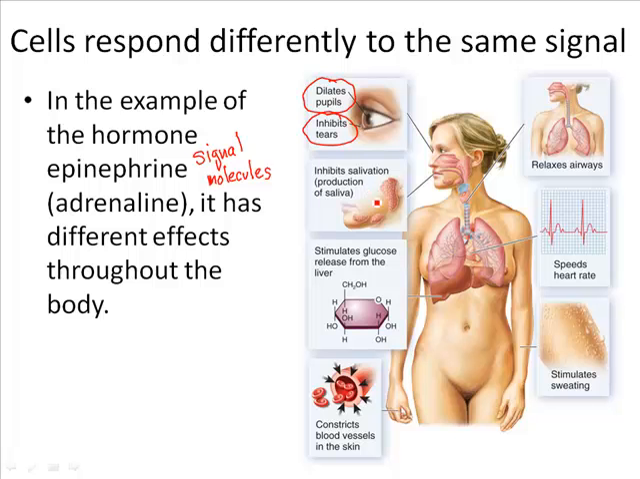Another type of cell that's affected, right? Those cells that produce saliva, all right, those glands. Salivation is decreased in response to adrenaline. Glucose is released from the liver in response to adrenaline. Now, why do you think that is? Why would glucose levels in the blood need to be increased?